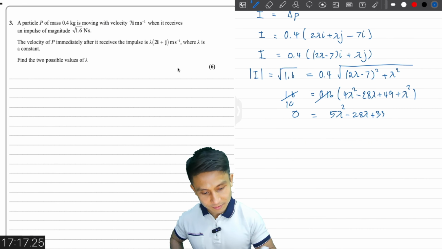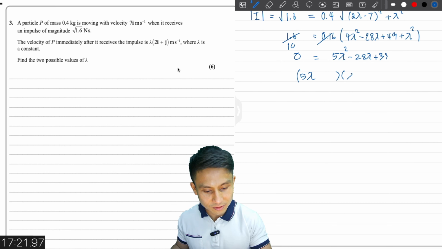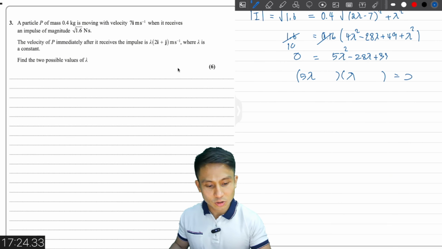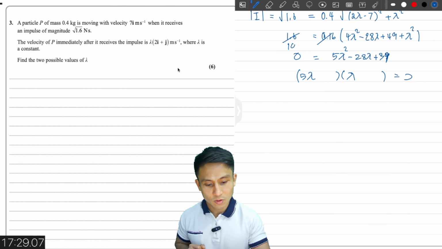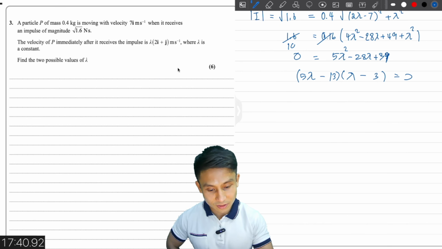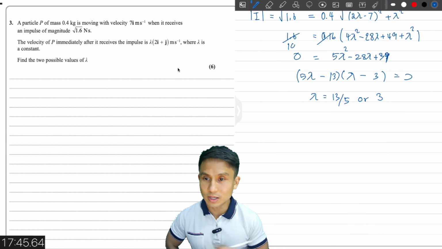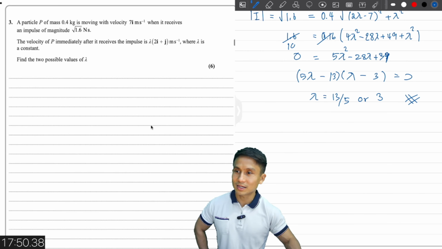Just checking. If we solve, let me factorize it first. I see 13 and 3 here because this is 39, which is not a prime number. So 13 and 3 can work. We have minus and minus. 13 plus 15 is 28. So lambda is 13 over 5 or 3. Two possible values. We're done. Number 3 is done.